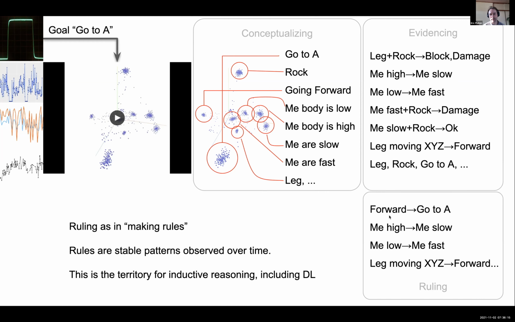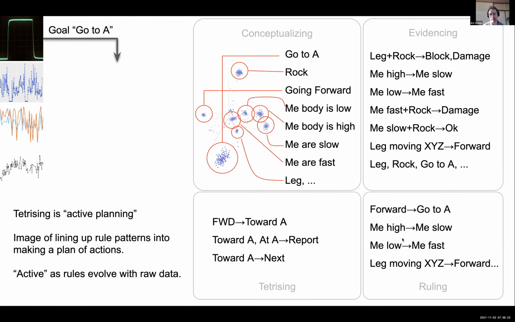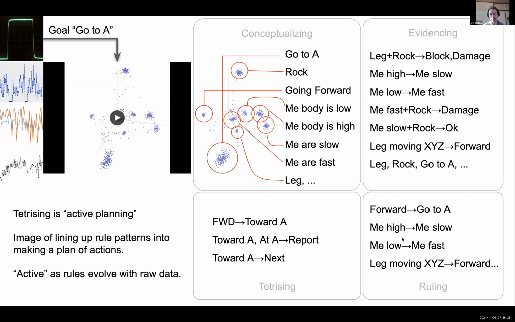Then we have the last step in this part. It's something that I call the Tetrising. The image is Tetris. We have our rules, and with these rules we can just do deduction. Deduction is what we do most of the time: A gives me B and B gives me C, so A gives me C. And so this is how, by putting the blocks together, we line them up properly to find a plan. Our goal in this case is to go to A.